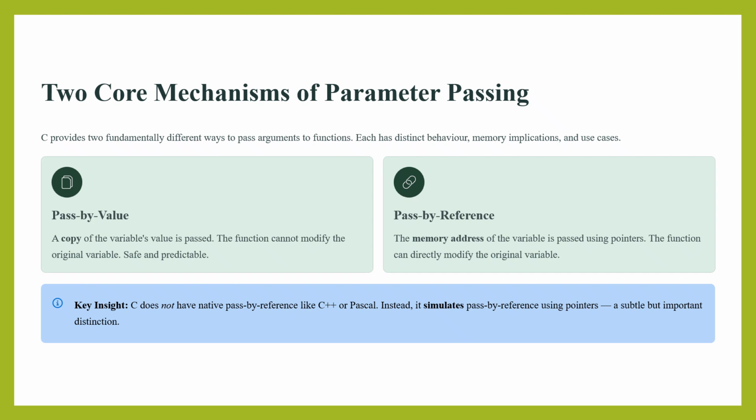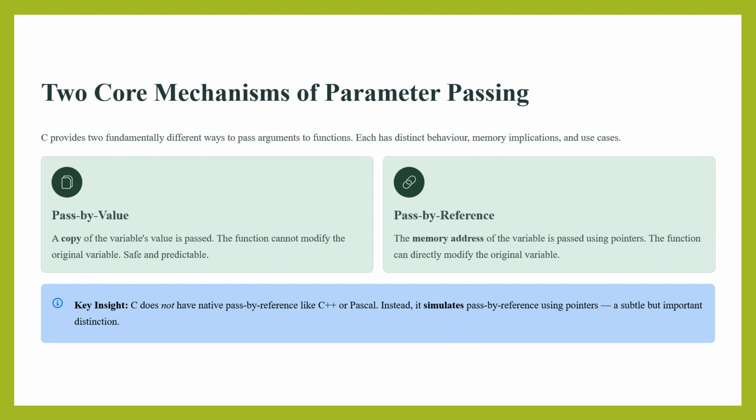When coming to the second one, pass by reference, that is using pointers. We all know that a pointer is a variable which is used to store the address of another variable. So in this method, the memory address of the variable is passed. The function directly accesses the original data. The internal behavior is that no copy is created. The function operates on the same memory location.